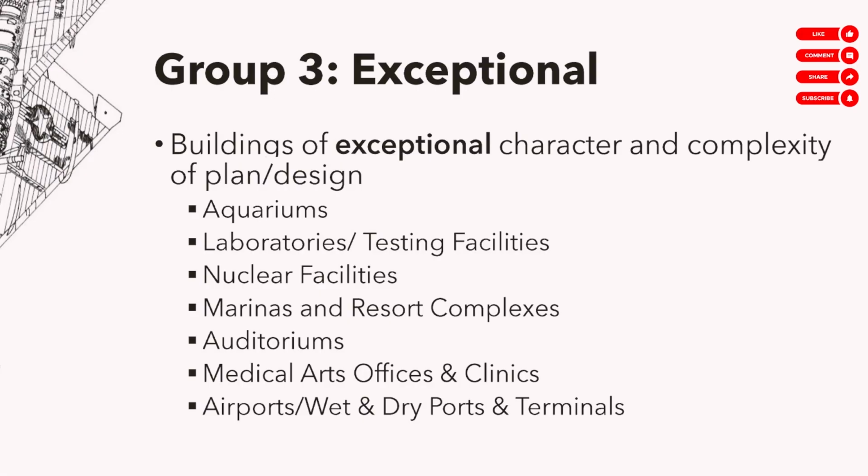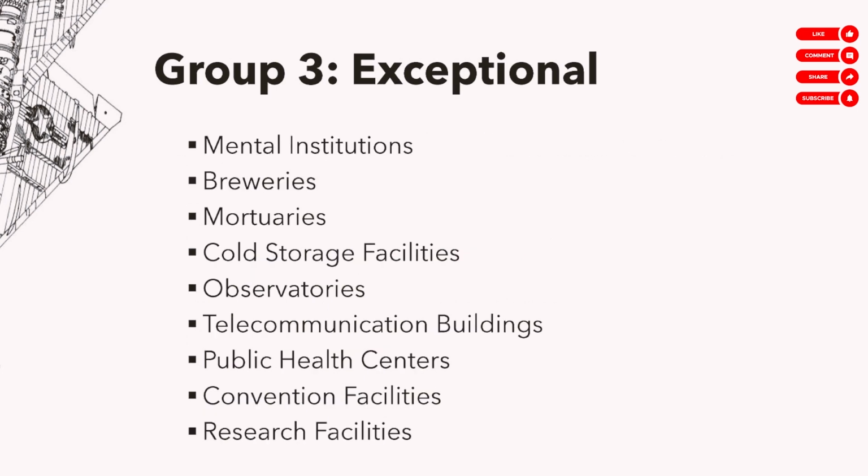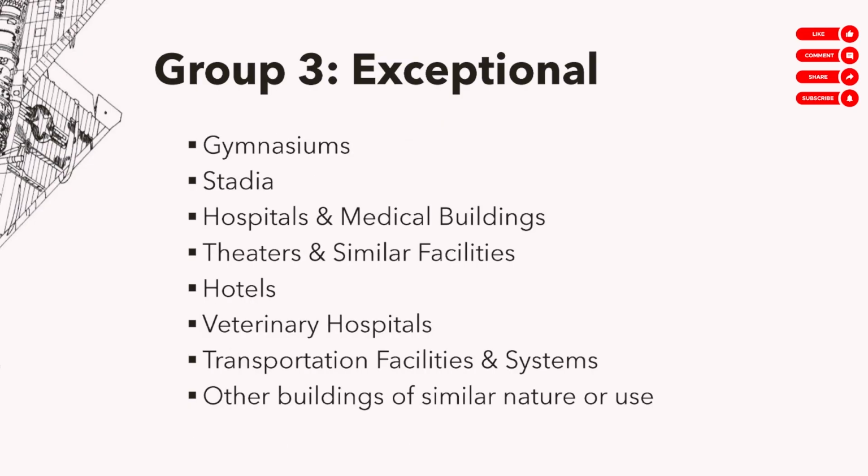Group 3, exceptional. These are buildings of exceptional character and complexity, exceptionally complex buildings requiring lots of research, etc. Examples: aquarium, laboratory, nuclear facility, resorts, auditoriums, medical arts offices, airports, mental institutions, brewery, mortuary, cold storage, observatory, telecommunications, public health, convention research facilities, gym, stadium, hospital, theater, hotel, vet hospital, transport facilities, and other similar buildings. So these are complex to design and they're part of group number 3.